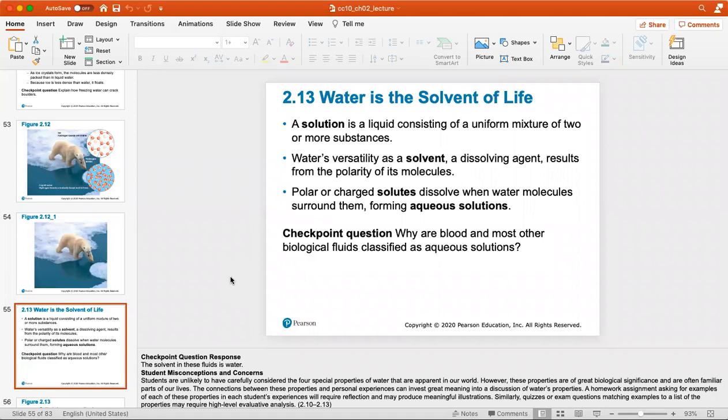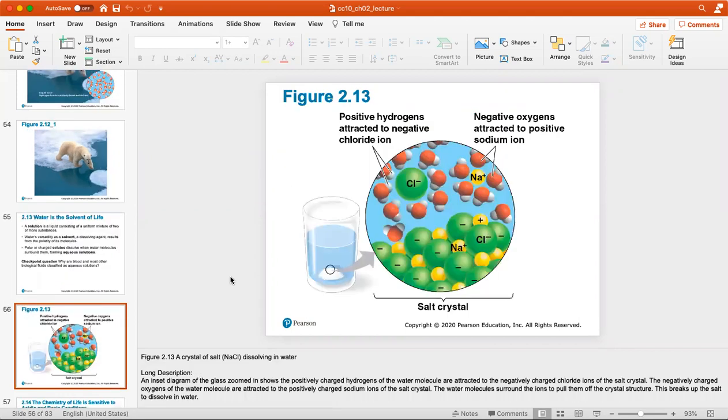So you have a lot of solutes in your blood, and a lot of solutes are things that can be dissolved in other biological fluids. So we classify them as aqueous solutions because things can dissolve in them.